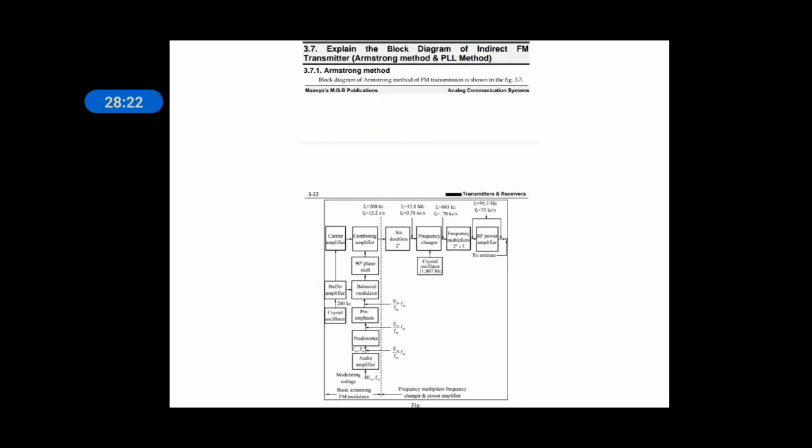This is your FM transmitter using Armstrong method. Armstrong method is done in two stages. One is the FM signal initially generated as narrowband FM, and which is converted into wideband FM with the help of multipliers and mixers. Narrowband FM is generated indirectly, that is why it is also known as indirect method of FM transmitter.